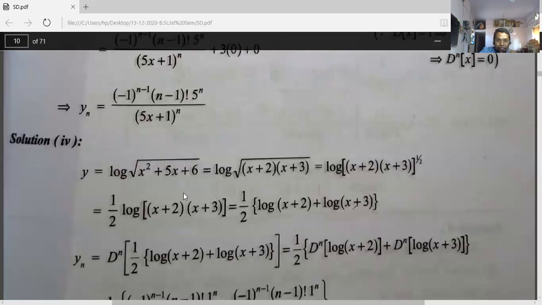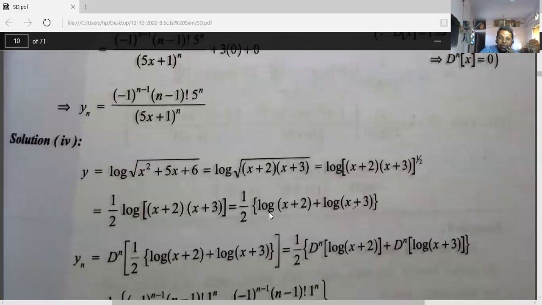Now the fourth one: log of square root of x square plus 5x plus 6. The square root you can write as the power 1 by 2. Here the same is written, and then x square plus 5x plus 6, if you factorize, you get x plus 2 into x plus 3, to the power 1 by 2. And again log a to the power m you can write as m log a, and log mn you can write as log m plus log n. Now you have this format.